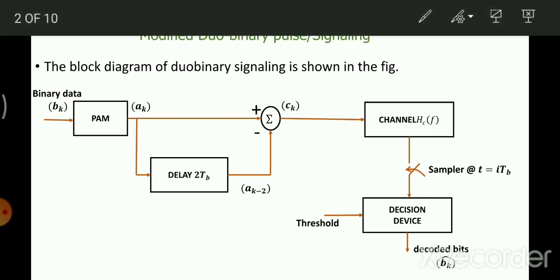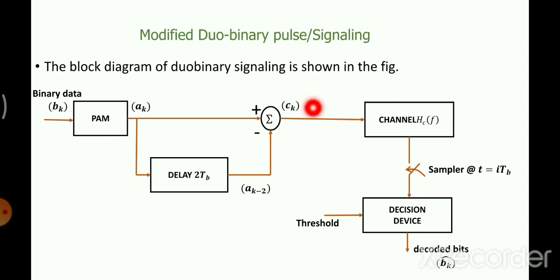Also, the duobinary signal this time is not the direct addition of AK and AK minus 1. Instead it is the subtraction of AK and AK minus 2. Here I have put the subtraction symbol so you can see it. So CK is going to be AK minus AK minus 2. Instead of taking bit duration TB as the delay, we have doubled it and taken twice TB as the delay.